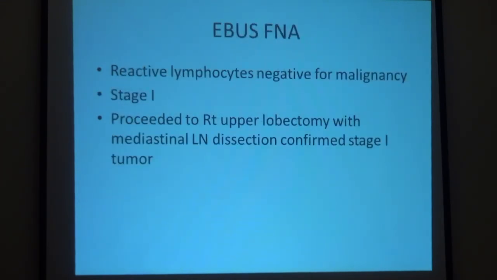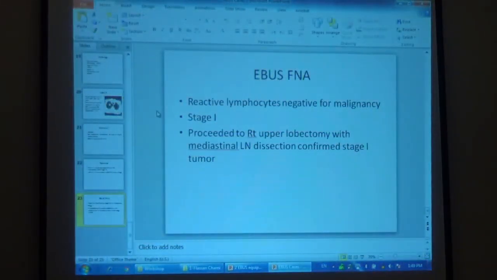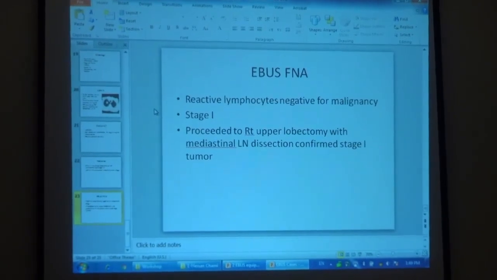On EBUS FNA, it turned out to be reactive, and I've had so many cases of those. Negative for malignancy, with stage 1. So the patient had a right upper lobectomy, and the lymph node dissection confirmed that these were negative lymph nodes. So just a few cases, to give you an idea of what you may face in your decisions. I'll take questions.